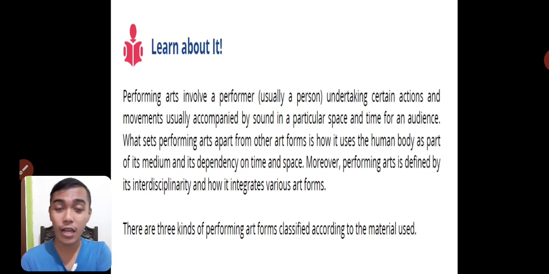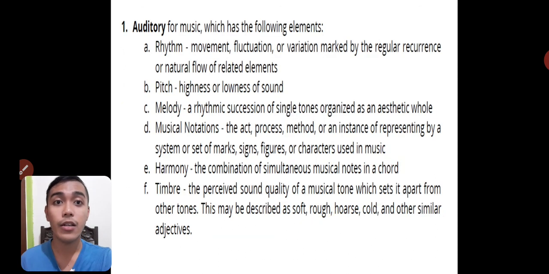When we say performing arts, as we have discussed in chapter 1, it is actually kinesthetic. Kinesthetic usually involves the body, with movements being portrayed. There are 3 kinds of performing art forms classified according to the material used. We have here auditory. When I say auditory, it is for music, and it has the following elements.